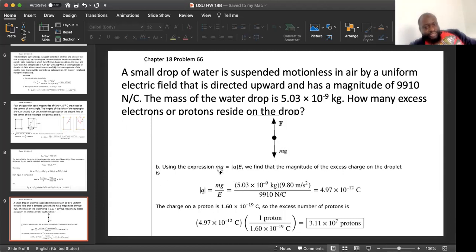So mg, the weight, equals the electric force, which is charge times electric field intensity. So from there we can get the charge, mg over electric field. And then from there we know the electric field is given, we know the mass, we know g, we can get our charge. Then divide by the charge of a proton. The charge of a proton is 1.6 times 10 to the minus 19, to tell us how many protons are inside this charge. Then we get that. That is the final answer.